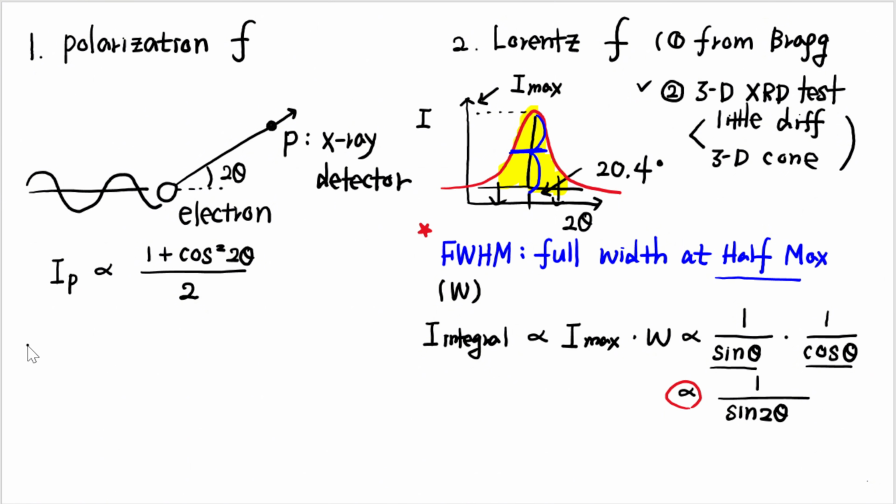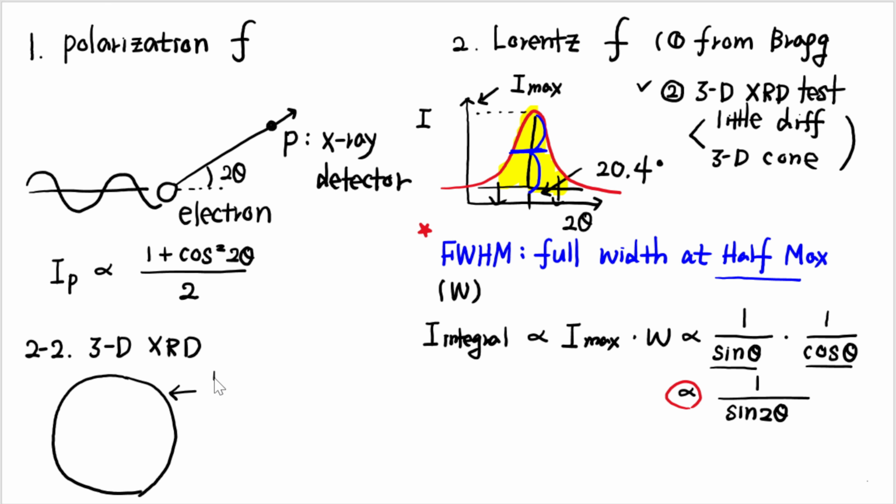2.2 right here, three-dimensional XRD. Our results are just in two-dimensional space, but real X-ray diffraction is a three-dimensional one. So we can provide a specific sphere structure. And these spheres define the diffractometer circle.